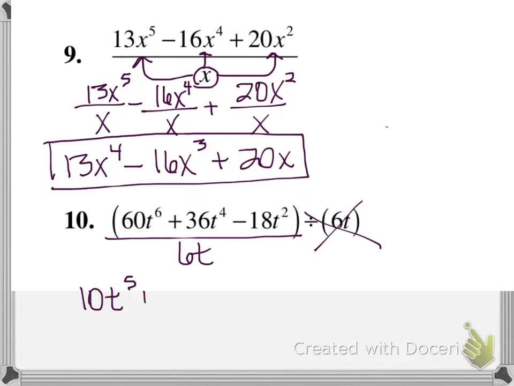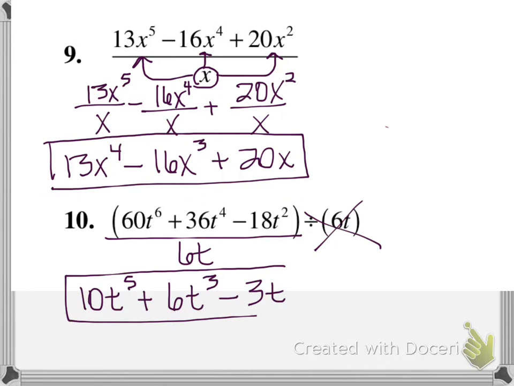Now let's move on to the next term. 36t to the 4th divided by 6t. 36 divided by 6 is 6. t to the 4th divided by t is t to the 3rd. Now we have minus 18t squared divided by 6t. Well, 18 divided by 6 is 3. t squared divided by t is t. So that's my final answer.